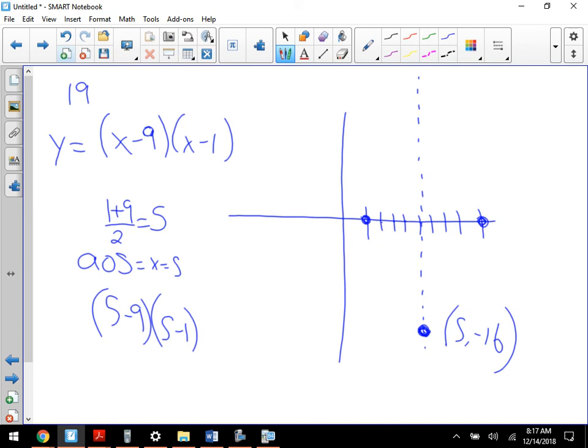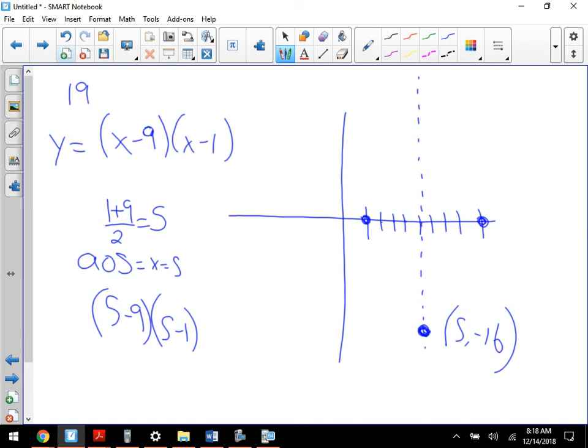Your vertex, if it's up like a cup, is that a maximum or a minimum? Minimum. It's the low spot. It's the low point. Okay. If it was down like a frown, it would be a maximum. Graphing is kind of irrelevant at this point because I'm going to let you use the calculator. But you have to know how to find the parts.